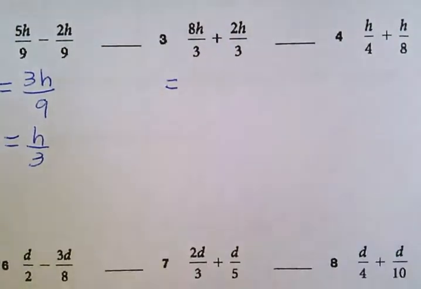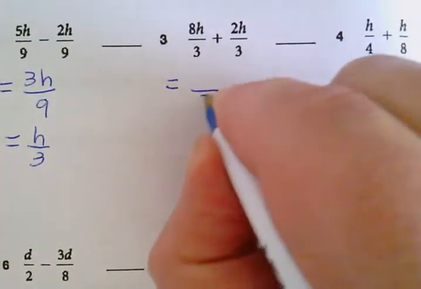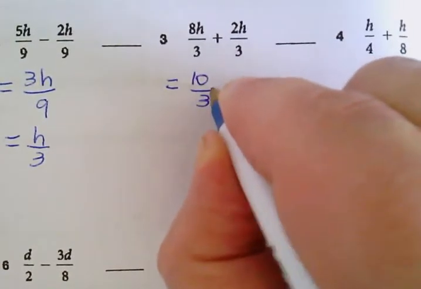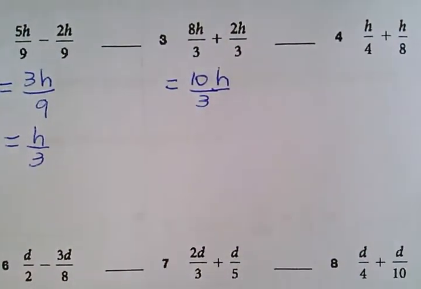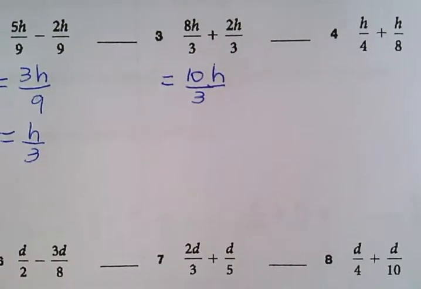Question 3, denominators are already the same. So what do we do? Add the numerators. What have we got? 10h over 3 cannot be simplified.